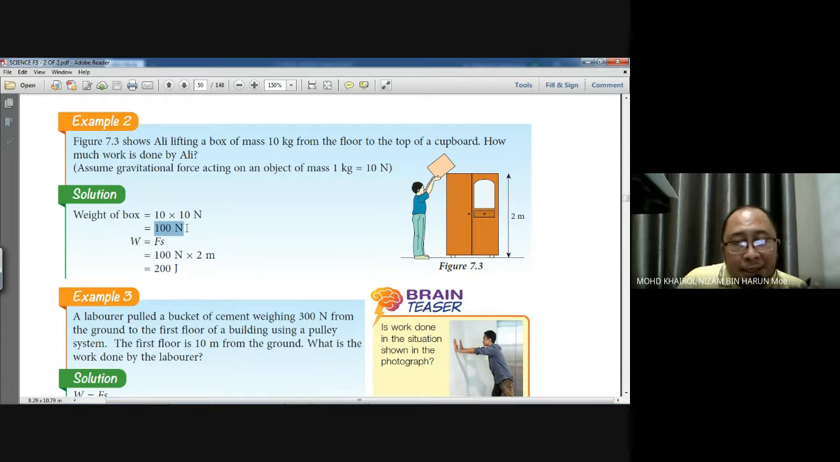So that is the thing that you must remember. Force is the value of the weight of an object. Okay, now 100 Newton times 2 meter, because the height here is 2 meters. So we will get the work done by Ali is 200 joule.